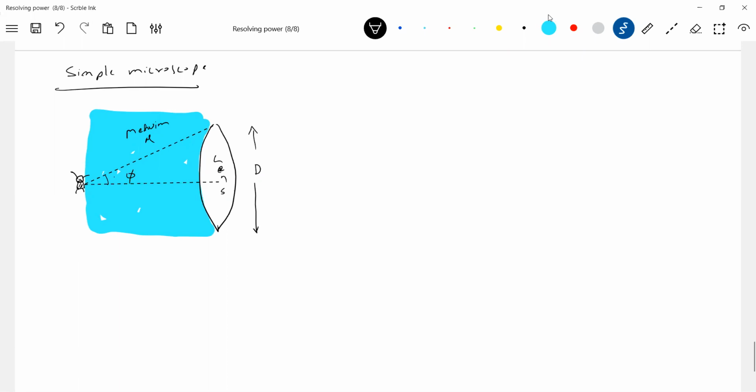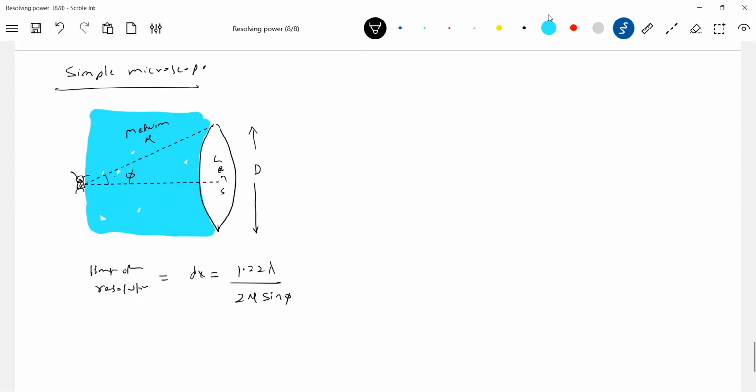Okay, fine, this one. So here the limit of resolution, we define it as dx is equal to 1.22 lambda by 2 mu sine phi. What is phi? Half cone angle subtended by the object at the lens. And what is lambda? Wavelength of the light emitted by the object.